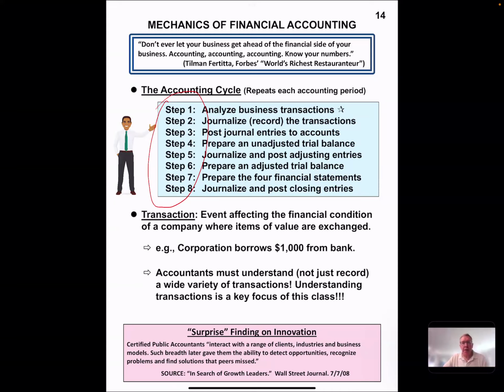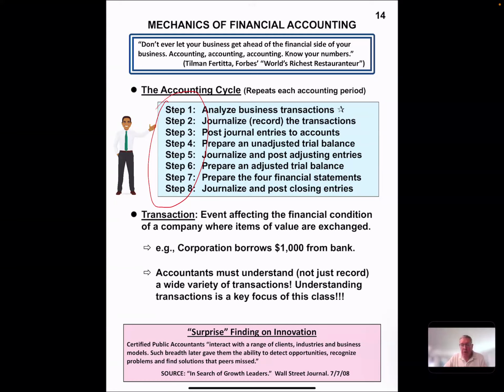So the whole process starts when what we call a transaction occurs. As we can see here, a transaction is some event that affects the financial condition of a company where items of value are exchanged. In other words, some event happens to a company and it's going to affect their financial statements. So the example we see here, a company borrows $1,000 from the bank. Another one would be you walk into an Apple store and you buy a phone for $1,000. Every other Friday, the company pays their employees their salary. Those are all examples of events that affect the financial condition. And in accounting, we call that a transaction.